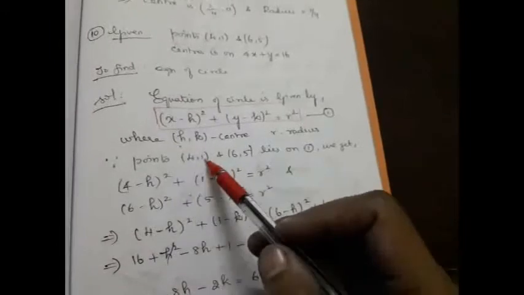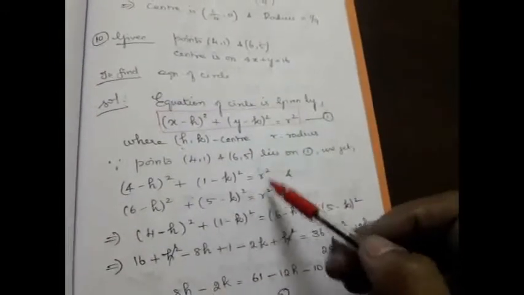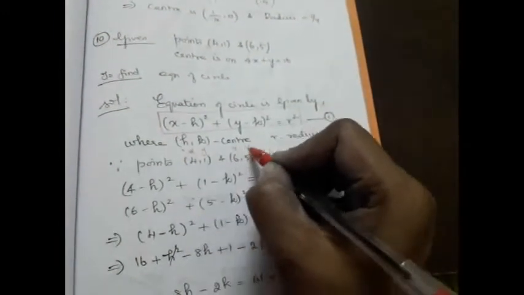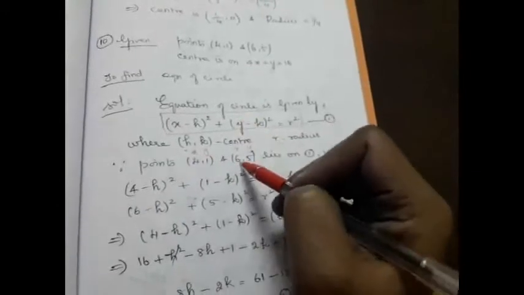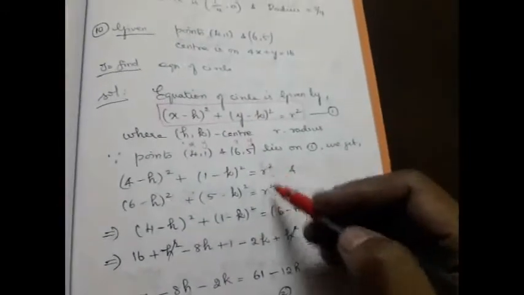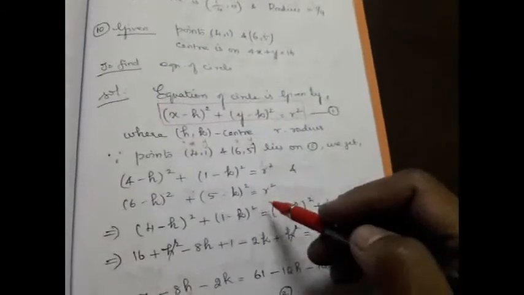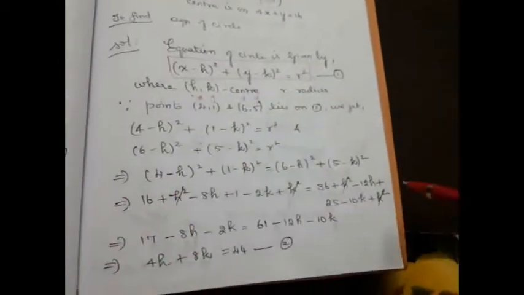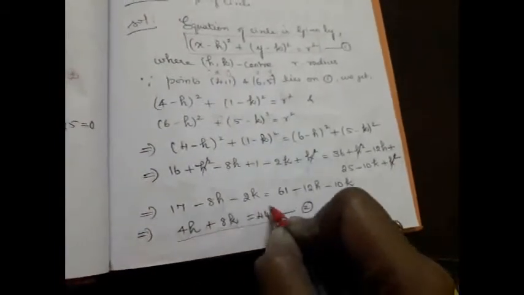So in the place of x and y, if we put 4, 1 and 6, 5, we will get two equations, right? 4 minus h the whole square. This is your x, y. So 4, 1 and 6 and 5. We substitute, we got two equations and both are equal to r square. So we can equate. If we expand using a minus b the whole square and if we simplify it, we are getting an equation in h and k: 4h plus 8k is equal to 44.